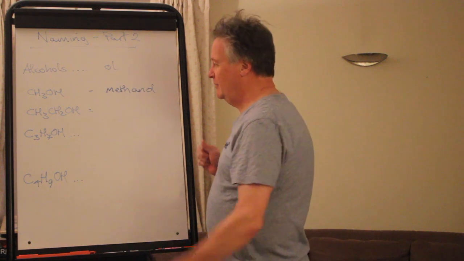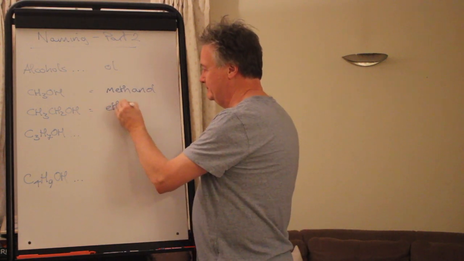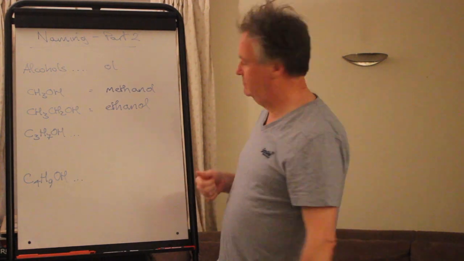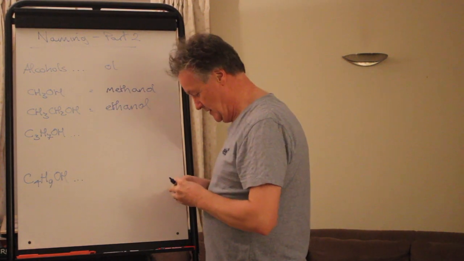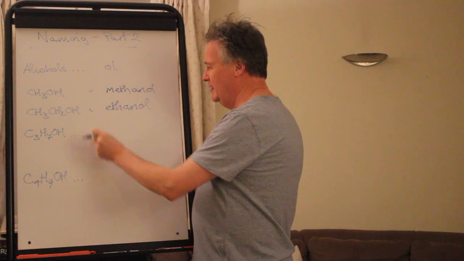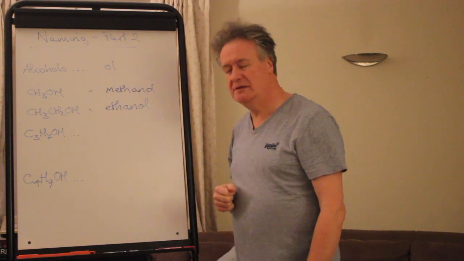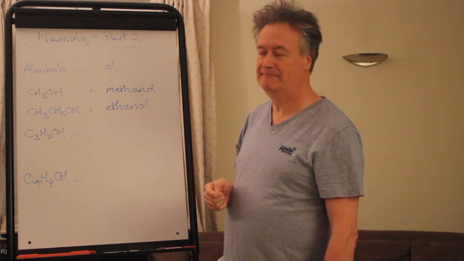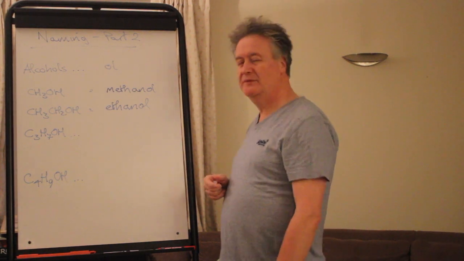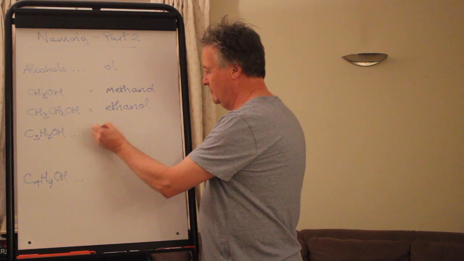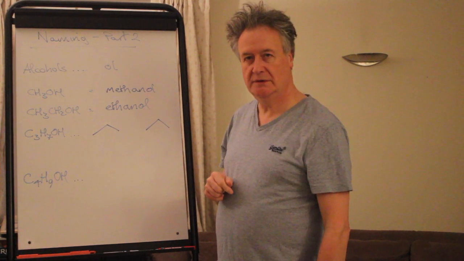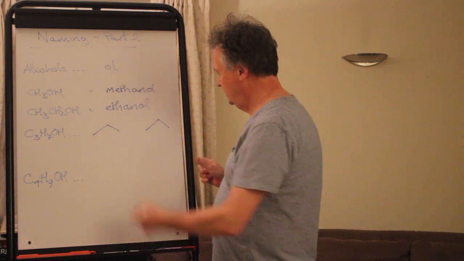So, 2 carbons, ethanol, not dissimilar to anything you would have met before at GCSE. When we get to this one, GCSE would call that propanol. It's not really the right name, because propanol comes in 2 isomers. There's the 2 carbon chains.